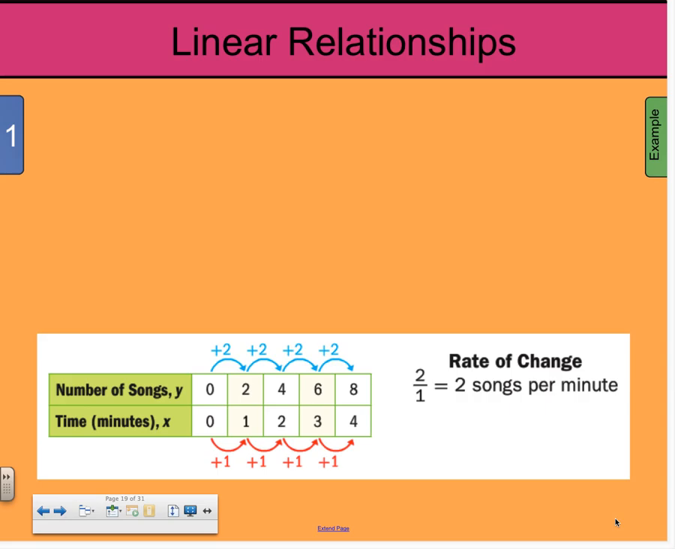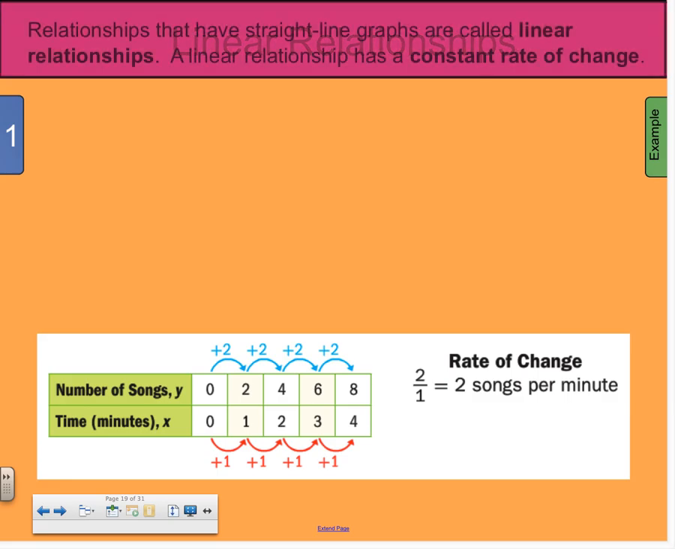We are moving on to a new section and a new concept. If you remember, the overall big idea is why are graphs helpful? And specifically today, we're looking at linear relationships and if they are proportional and if we can find a constant rate of change. So if a relationship has a straight line graph, it is called a linear relationship. And all linear relationships have a constant rate of change.